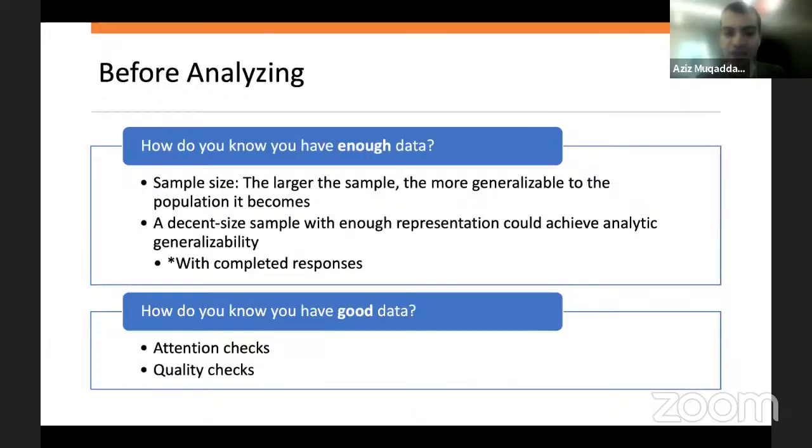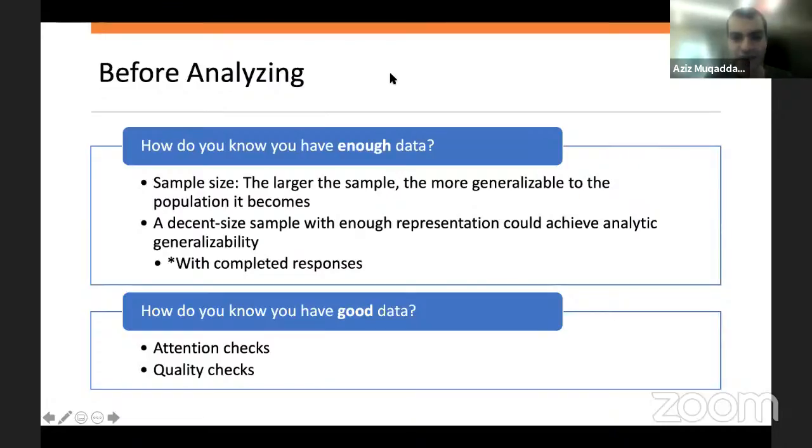But a decent sized sample with enough representation could also achieve generalizability. That's what we call analytic generalizability. To remind you, you have sample to population generalizability, so the proportions we see in the sample would match the proportions in the population. Analytic generalizability is saying that the type of relationship we find in this sample should be no different than in any other sample, if it has a decent size and is representative.